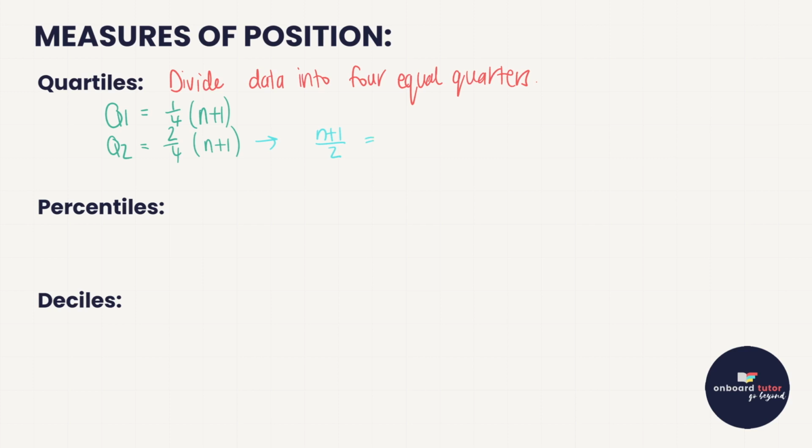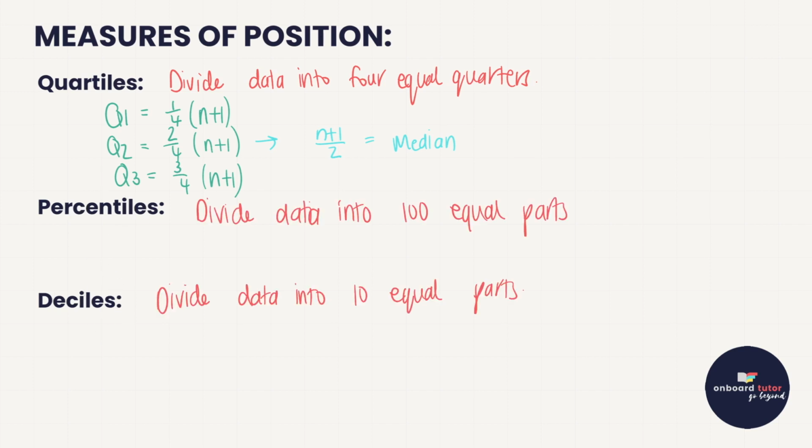The second quartile should actually be the middle marker. So quartile 2 is the same as the median, and then quartile 3 is 3/4 times n plus 1. If you put 3 dividers into your data, it will be divided into 4 equal quarters. Then you get other measures of position, things like percentiles or deciles, which divide the data into 100 or into 10. And we can use those for different reasons.